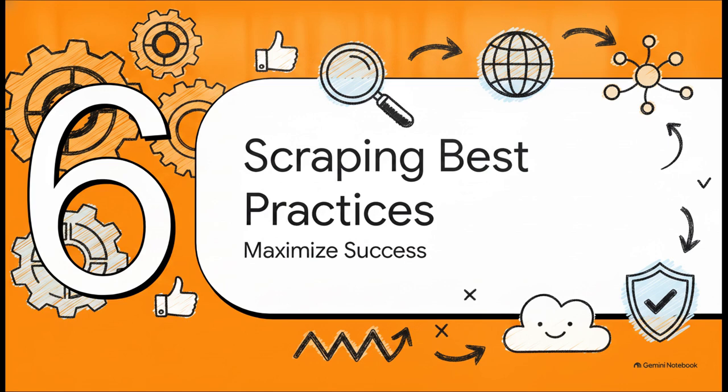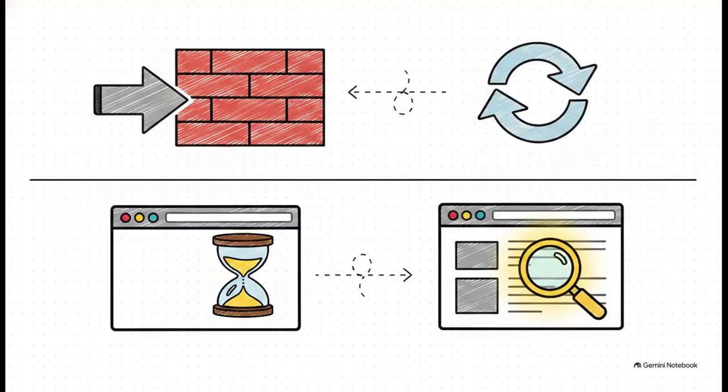Finally, Section 6, Scraping Best Practices, Avoiding Errors and Maximizing Success. Let's troubleshoot the two biggest headaches you'll likely run into. First, IP blocks. These happen when a site spots your automated traffic. The fix? Rotate your IP addresses regularly using your proxies, and strictly respect the website's crawl delays. Give the site breathing room.